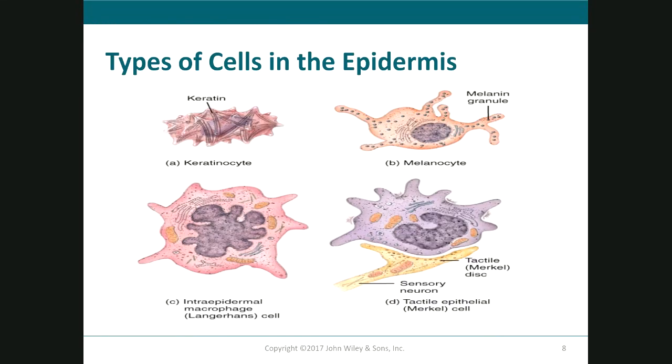So again, to review, keratinocytes produce keratin, which is a very protective sealant over our skin. Melanocytes produce melanin, which gives us the tanning color, and also protects the intraepidermal macrophages, or Langerhans cells, protects the DNA. So the immune system of our skin is very active. And then we have these tactile or Merkel cells, which are connected to the sensory neurons, which makes the epidermis very sensitive to touch.